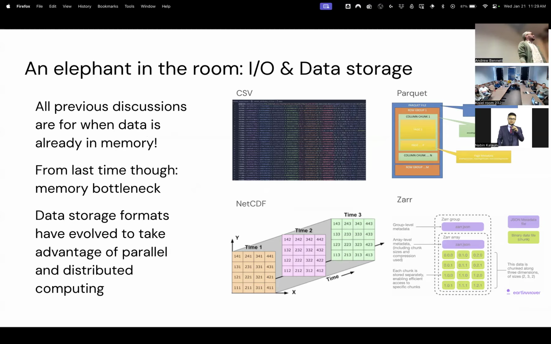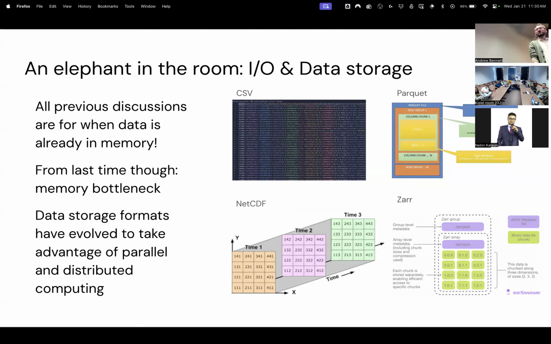Cool. So as I mentioned, the elephant in the room is IO and data storage. All of the processing we've talked about, and did talk about last week, is with this idea of having the data in memory. And we saw with the memory hierarchy that reading data from even an NVMe SSD, like your laptops have, is orders of magnitude slower than reading from memory that's already loaded in.